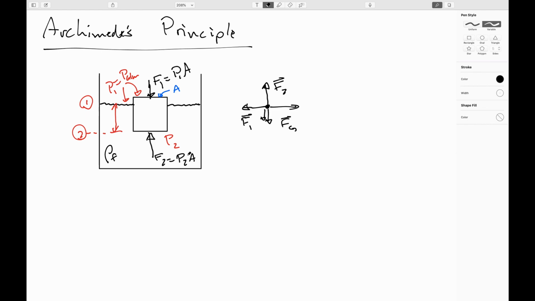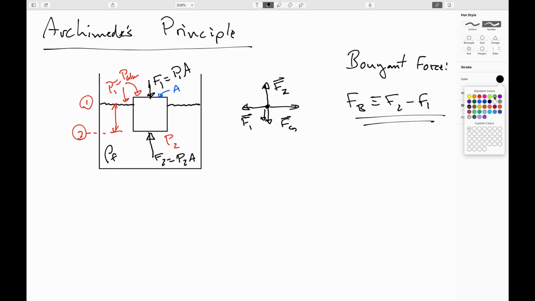Now, this is one way you could draw the free body diagram. But what a lot of physicists do is they will define something called the buoyant force, B-O-U-Y-A-N-T. So just like buoy. So the buoyant force is just defined as F2 minus F1. So with that definition, I can replace this F2 and this F1 by drawing an equivalent free body diagram, which I'll draw in blue just to help keep it clear, where I have the buoyant force pointing up and gravity pointing down. And I still have my lateral forces here that cancel.